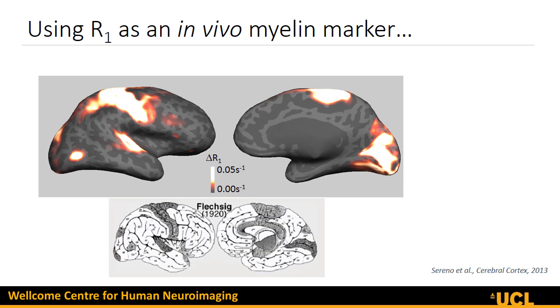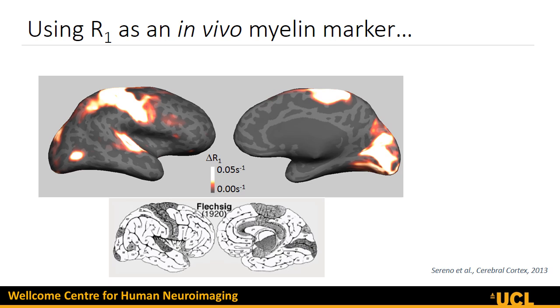For example, the seminal work on myelogenesis performed by Flechsig over 100 years ago. The correspondence between these drawings and the in vivo R1 maps, which we take as surrogates for myelination, is very high. And this indicates that the R1 map is indeed an appropriate proxy for myelination.